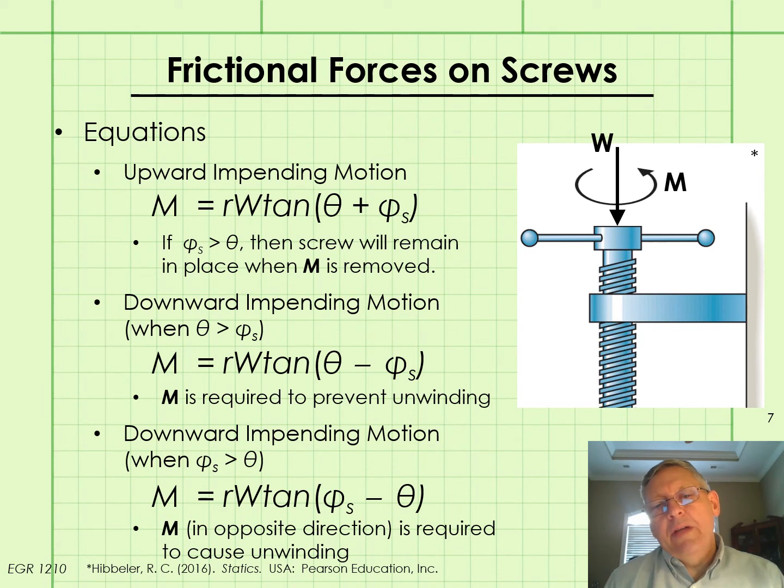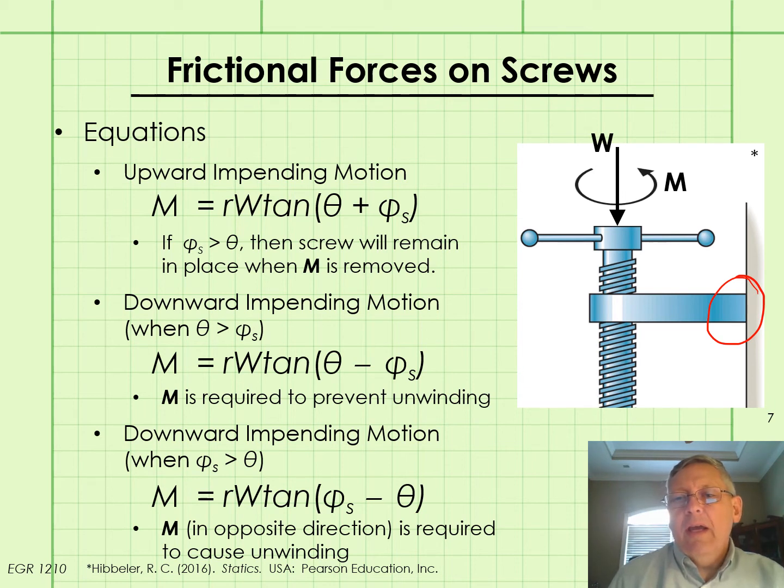Now let's look at the equations associated with the impending motion of a screw. So we have this situation in the figure where we have a screw that moves up and down in a stationary threaded collar that's attached to the wall here. So the collar doesn't move, but the screw obviously is moving up and down as it's turned. And we have the top of the screw loaded with a weight W.